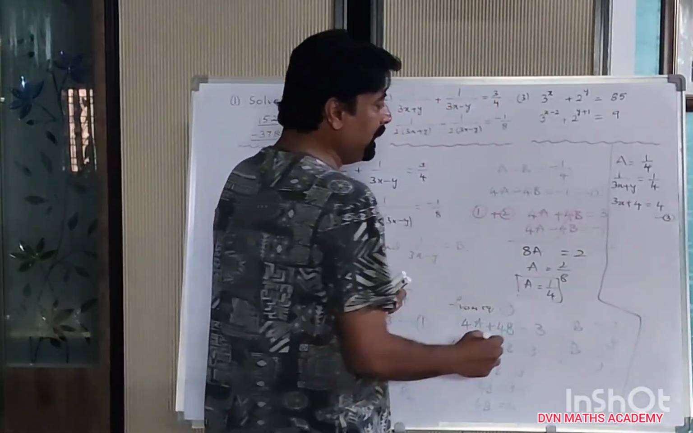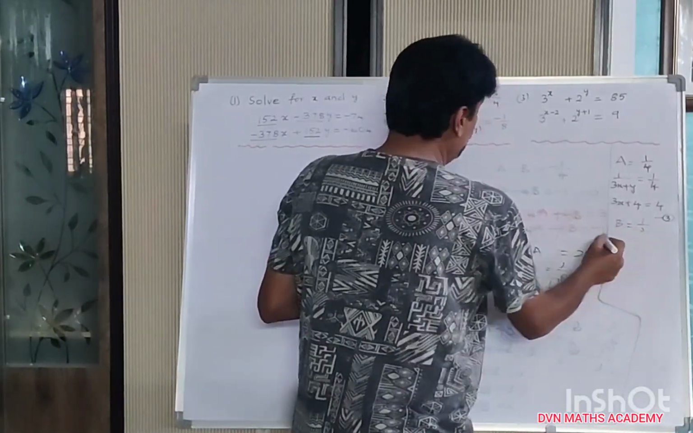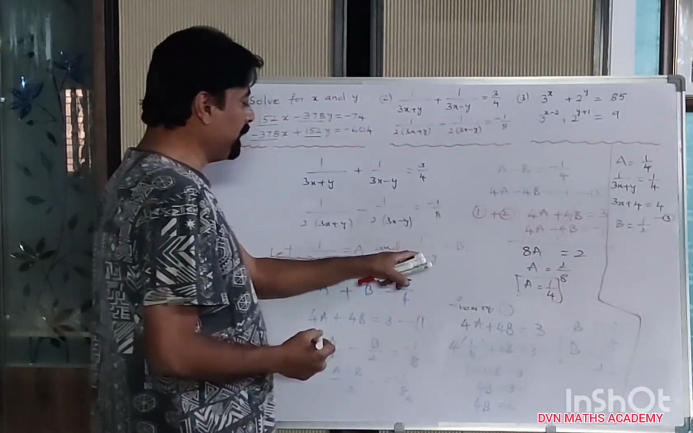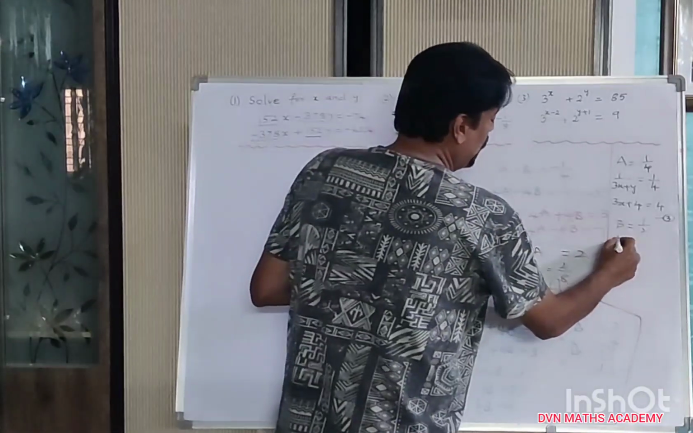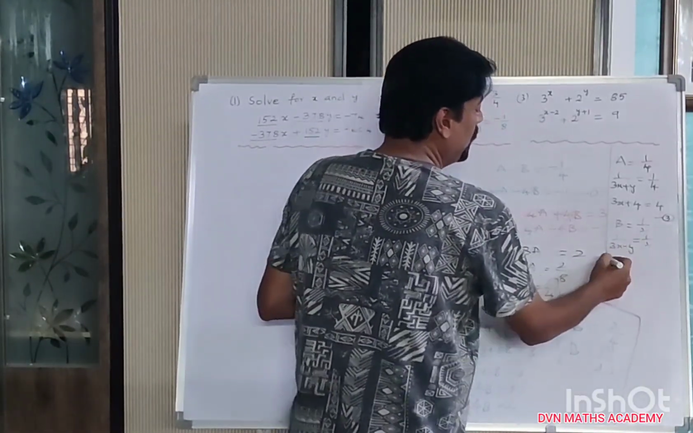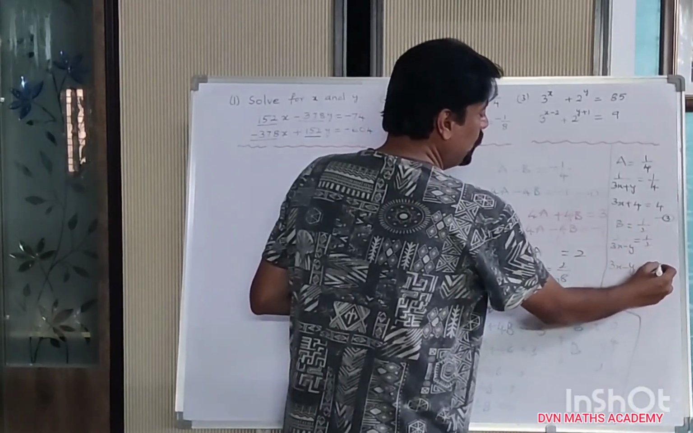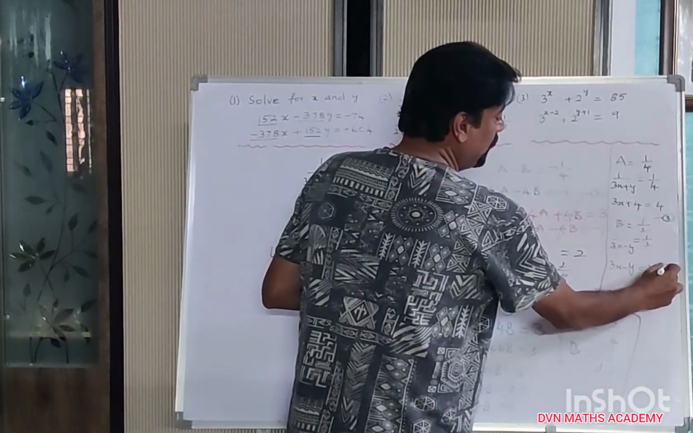And b is given, so b is equal to 1 by 2. We are assuming that b is 1 by (3x minus y). So 1 by (3x minus y) is equal to 1 by 2. By cross multiplication, 3x minus y is equal to 2. So this is equation number 4.